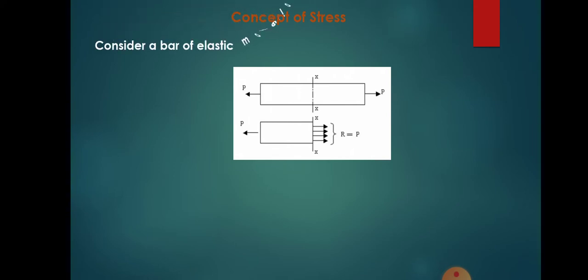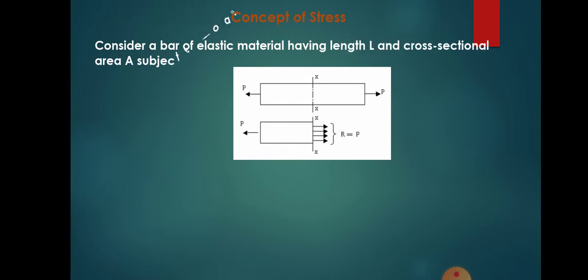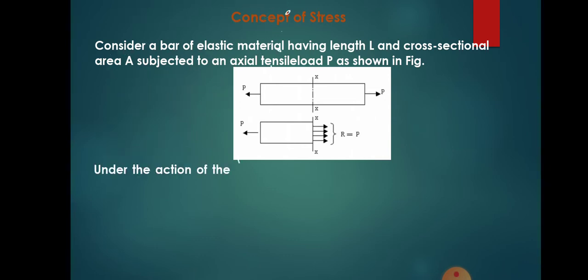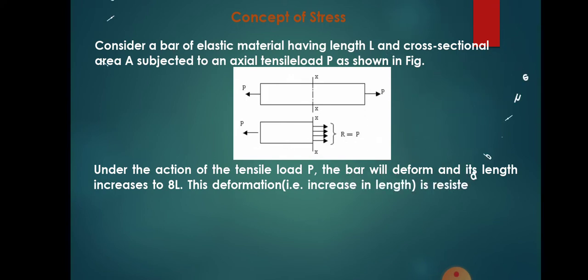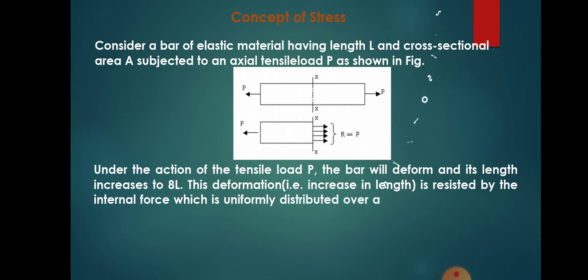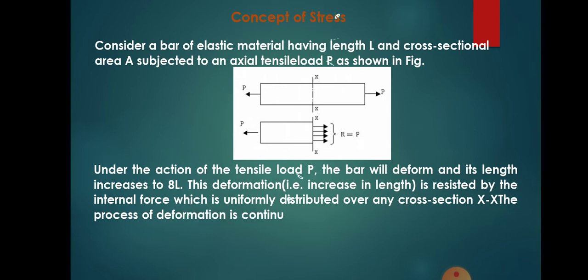So how can you define it? Consider a bar of elastic material having a length L and cross-sectional area A subjected to an axial tensile load P as shown in the figure. Under the action of the tensile load P, the bar will deform. When you subject a body to a pulling force, the body gets deformed and its length increases. The increase in length I didn't show in the figure, but it is delta L.